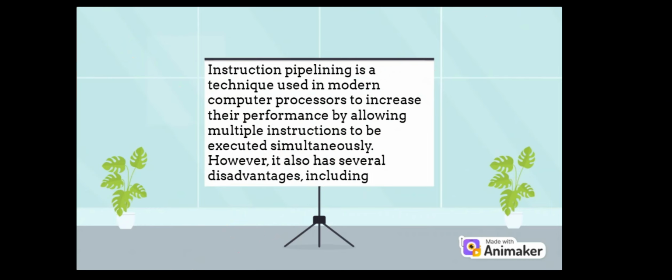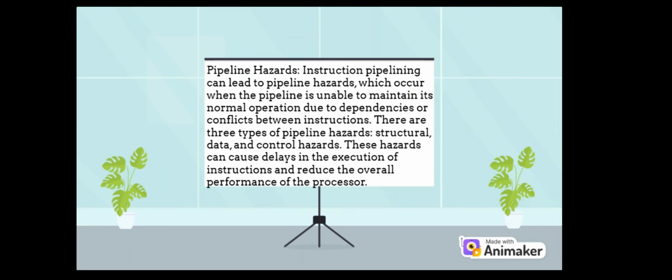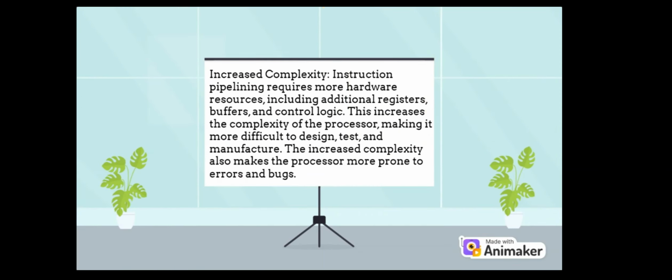Instruction pipelining is a technique used in modern computer processors to increase their performance by allowing multiple instructions to be executed simultaneously. However, it also has several disadvantages. They include pipeline hazards. Instruction pipelining can lead to pipeline hazards, which occur when the pipeline is unable to maintain its normal operation due to dependencies or conflicts between instructions. There are three types of pipeline hazards: structural hazards, data hazards, and control hazards. These hazards can cause delays in the execution of instructions and reduce the overall performance of the processor.